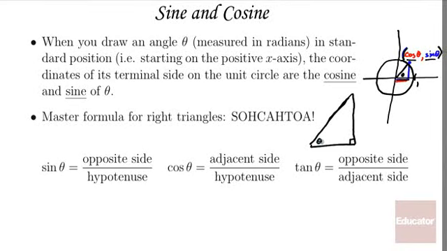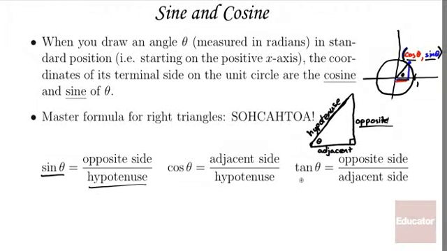Then we have the master formulas for right triangles. The sine of theta is equal to the length of the opposite side divided by the hypotenuse. The cosine of theta is equal to the adjacent side divided by the hypotenuse. And the tangent of theta, which we haven't officially defined yet, so we'll learn about tangent in a later lesson, is the opposite side divided by the adjacent side. We don't want to worry too much about tangent now because we haven't learned about it in detail yet.